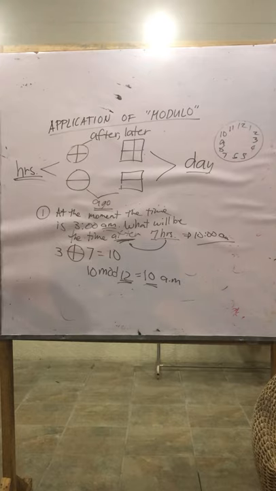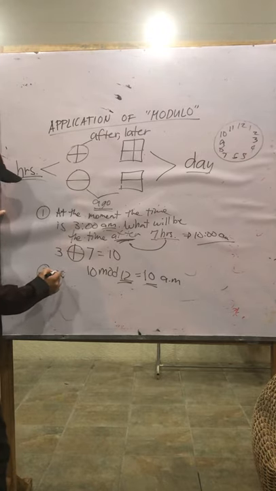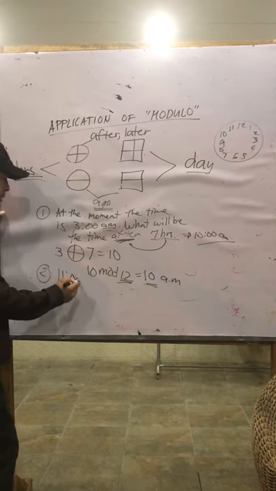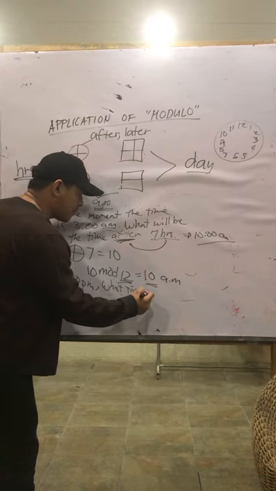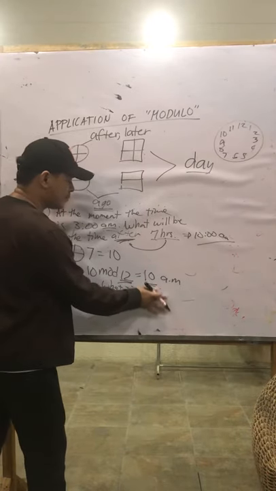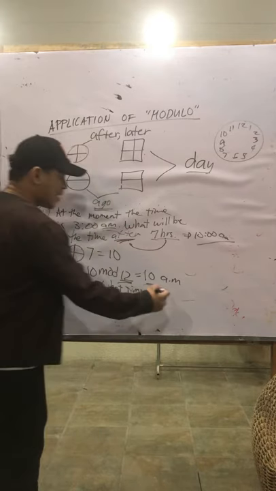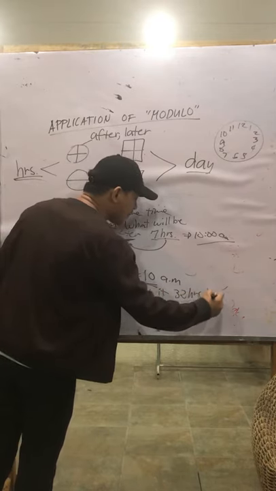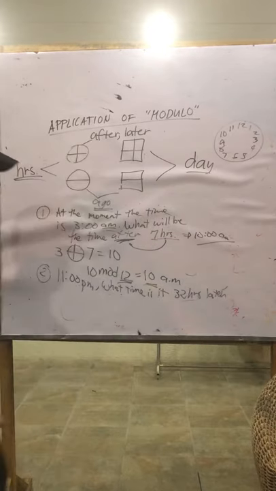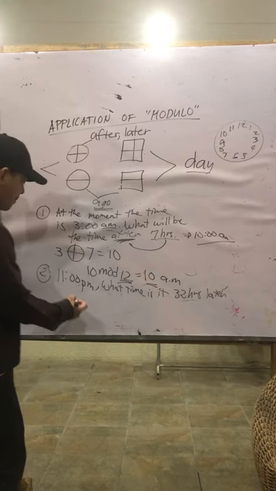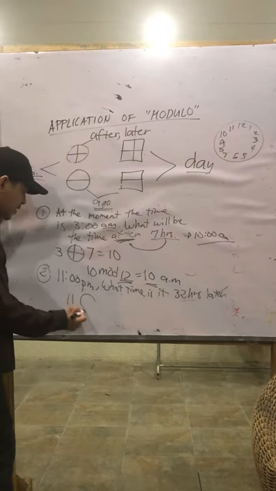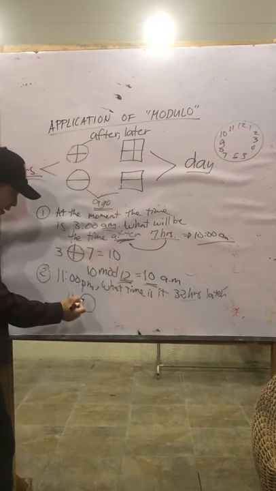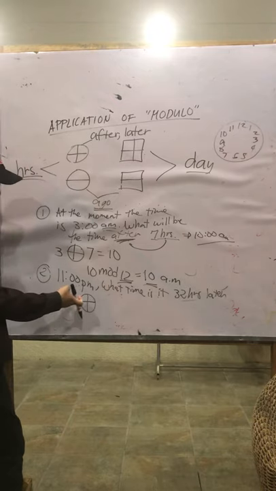So, let us continue. What if the given or the question for number 2 is, right now it is 11 p.m. What time is it after, let us say, 32 hours later? What time is it 32 hours later? So we copy the given 11, then hours circle, later, we will use a plus sign, and the given time is 32 hours.